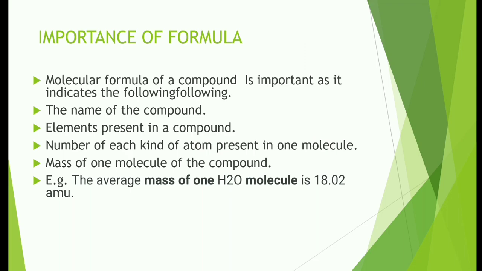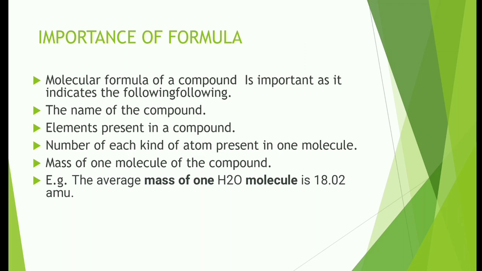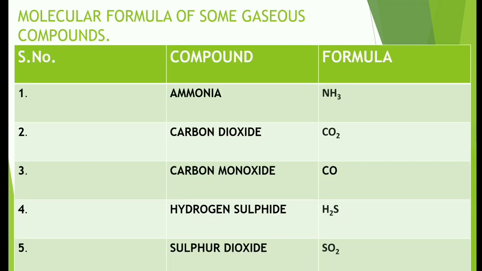What will be the name of the compound? Like CaO, this is the formula. So what will be the name? Calcium oxide. It can tell you the name of the compound. Elements present in a compound. How many elements are present?